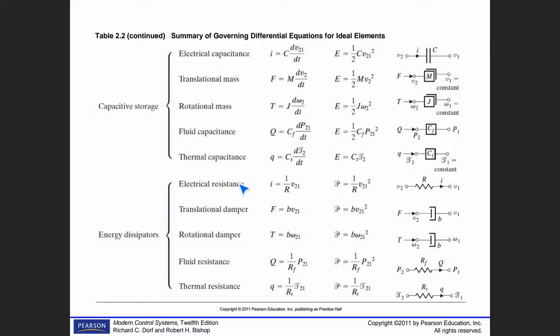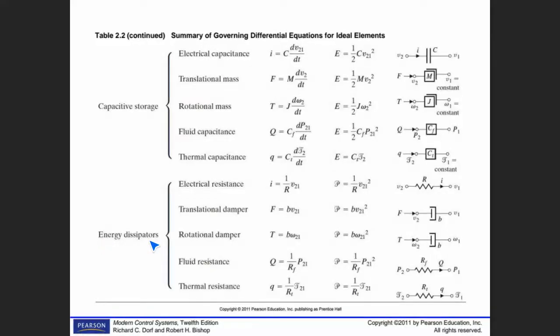Resistance, however, is completely different. It's not an ideal element. I add it here, but look, it is energy dissipation. Electric resistance is R. So current is equal to voltage over R. Power is equal to voltage square over R, or R i square.